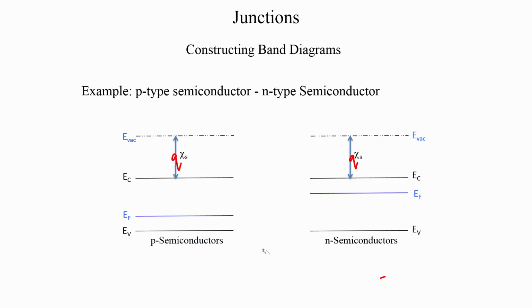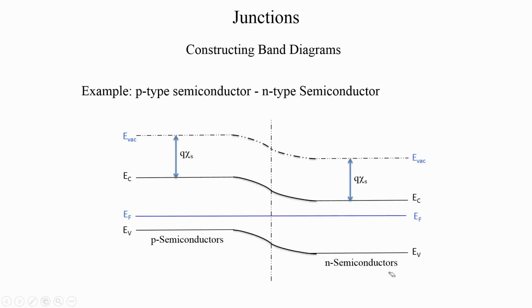Therefore, we can construct a band diagram that looks like this. You can see that the conduction band edge has moved away from the Fermi level in the n-type, and it has moved towards the Fermi level in the p-type, giving you a band bending that looks like what is shown. So, this is the method to construct the band diagram. Throughout, you will find that the electron affinity is always constant.